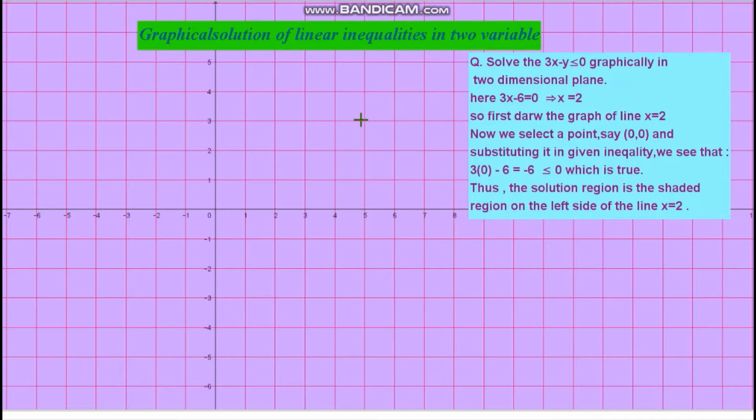We shall now consider some examples to explain the procedure for solving a linear inequality involving two variables. Here the question is: solve 3x minus y less than or equal to 0 graphically in the two-dimensional plane. Here 3x minus y is equal to 0. If we simplify it, it becomes x is equal to 2. So first we draw the graph of the line x is equal to 2. This is the tracing of the graph of the line x is equal to 2.